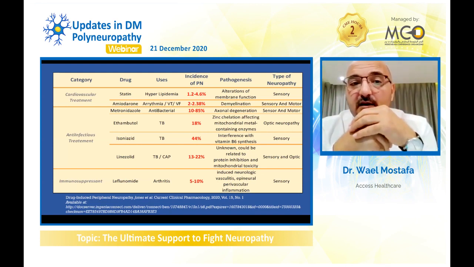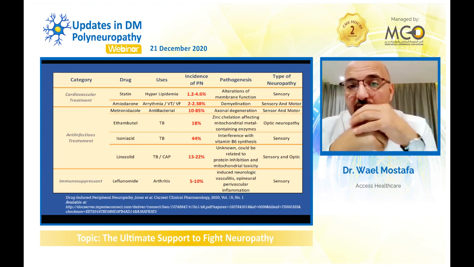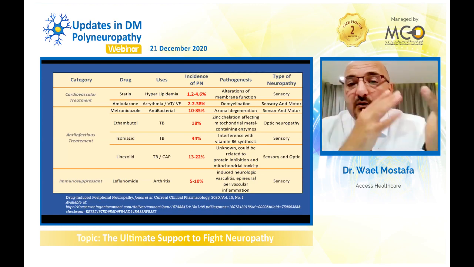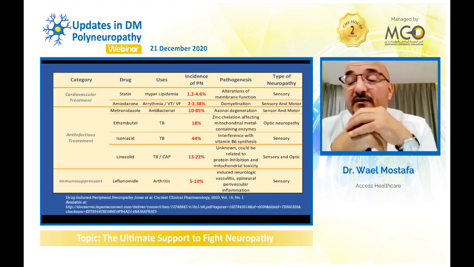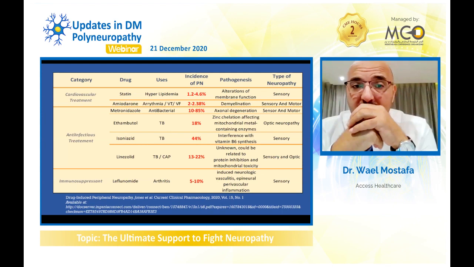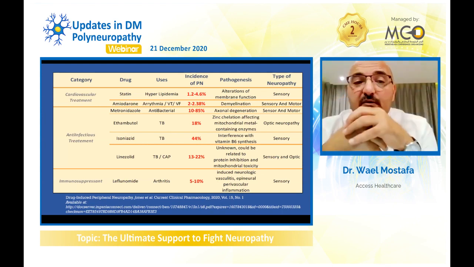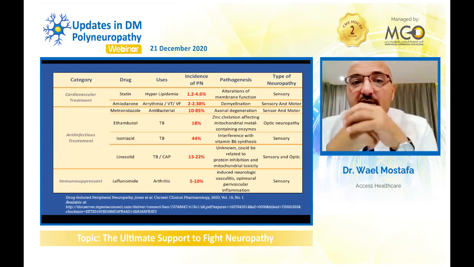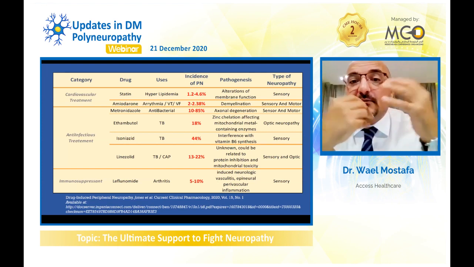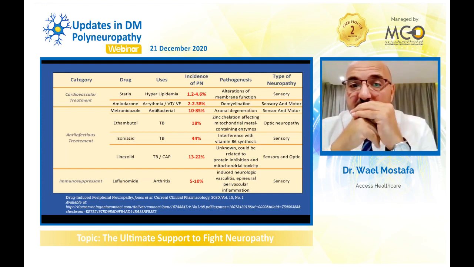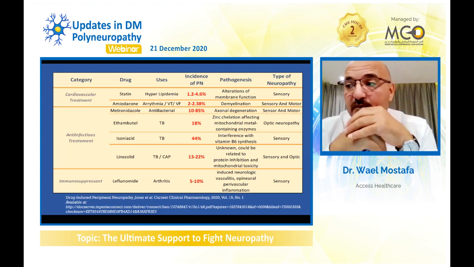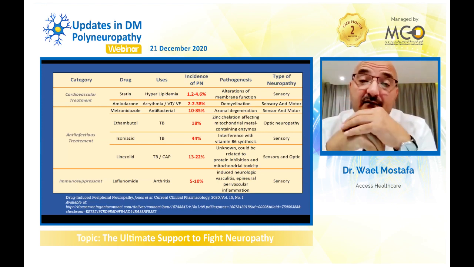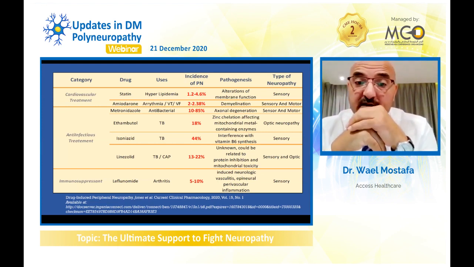Another product is amiodarone, which is Cordarone, everybody knows about it. It depends on the case itself, but it reached 38% in some of the patients. Among anti-infectious drugs like metronidazole, which everybody prescribes every day, they found that 10 to 85% of those who get metronidazole suffer from peripheral neuropathy as well.